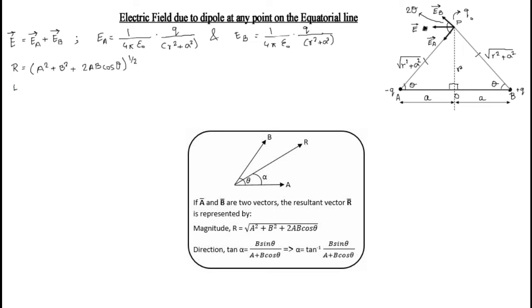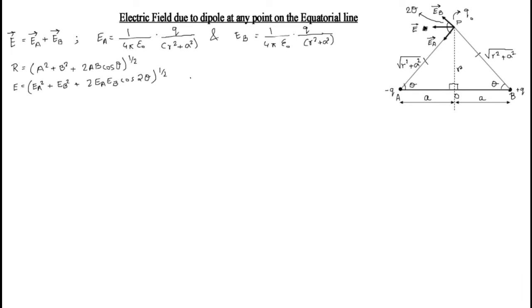So the magnitude of the resultant electric field E can be given, according to the formula, where one of the vectors here is EA and another vector is EB. So we will write EA square plus EB square plus 2EAEB cos theta. Now what is the theta? Theta here is nothing other than 2 theta. Theta is the angle of separation. So here theta is 2 theta, and to the power half, as it is.